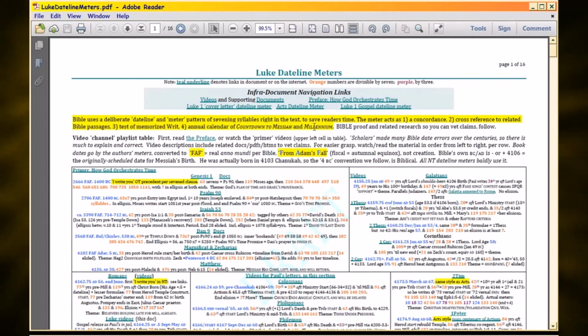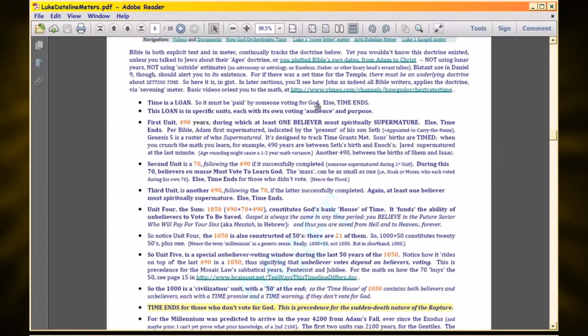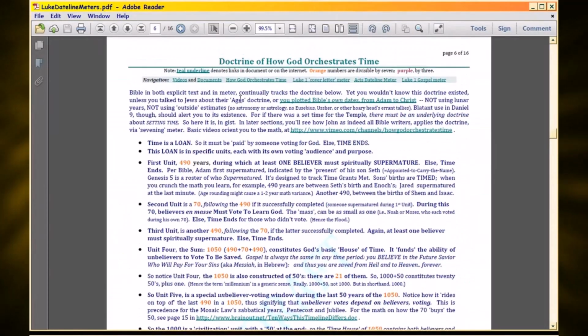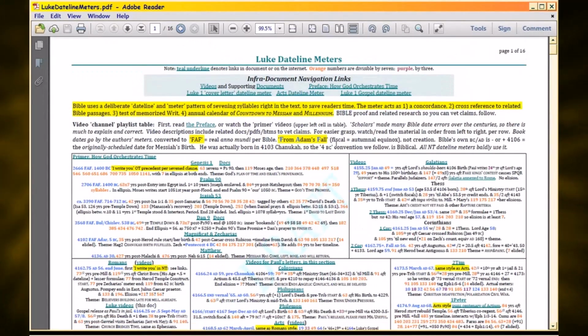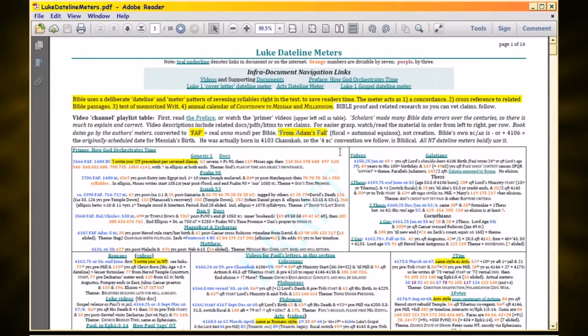If you can't wait to find out, then there are How God Orchestrates Time right in here. You click on that link and you'll find out some more about it. Alright? I don't want to overburden you with all this detail, but it's kind of important to let you know that it exists. So take a second and look at that.